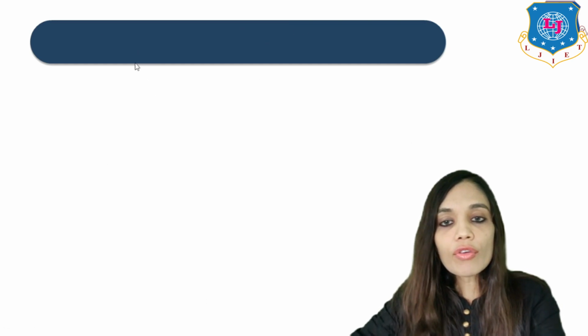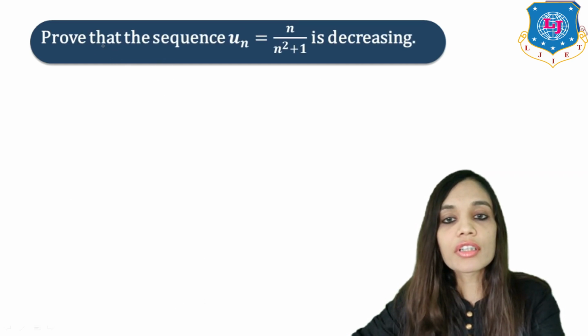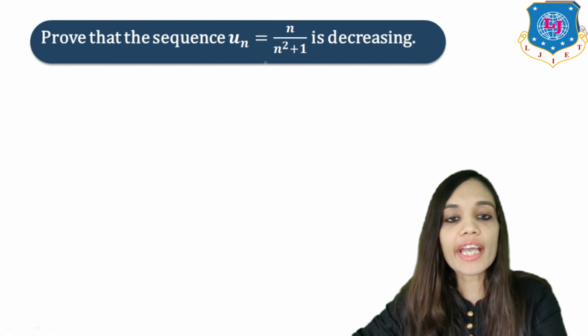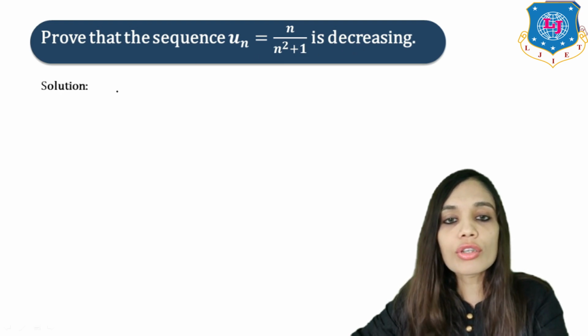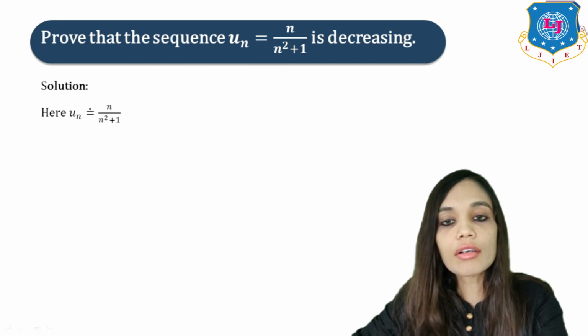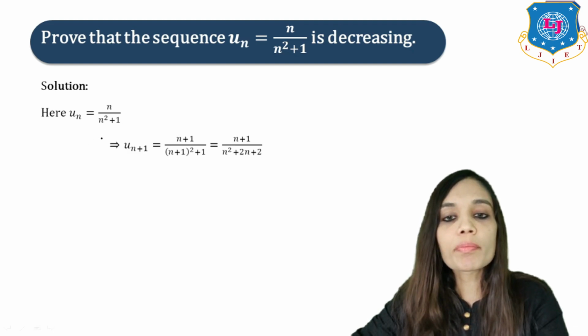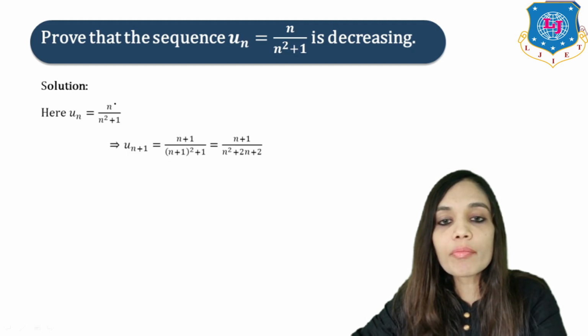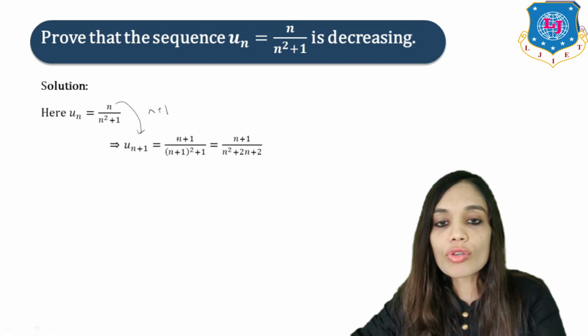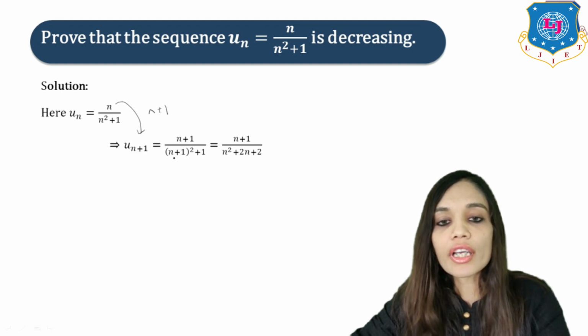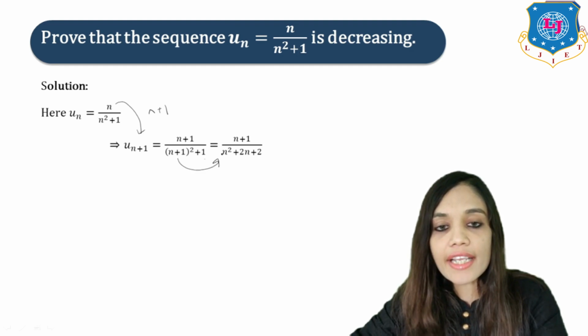Okay. Now let us study one more example. Here we have to prove that the sequence u(n) equal to n upon n²+1 is decreasing. So let us start the solution. Here you are given the nth term as n upon n²+1. So find your u(n+1) by replacing n by n+1. So you will get (n+1) upon (n+1)² + 1. Now this can be simplified as n²+2n+2.